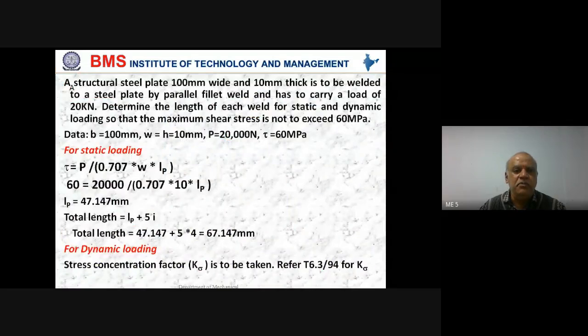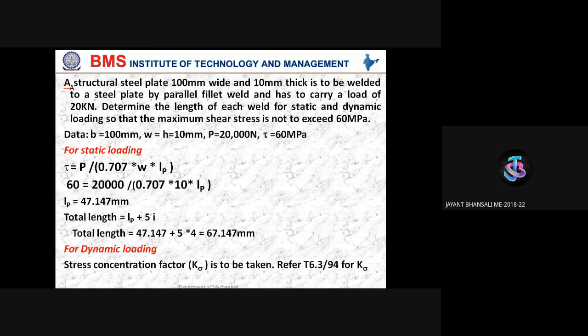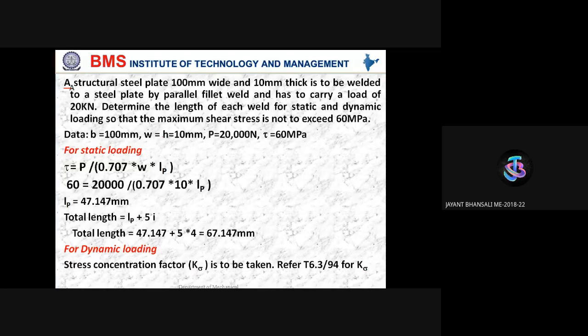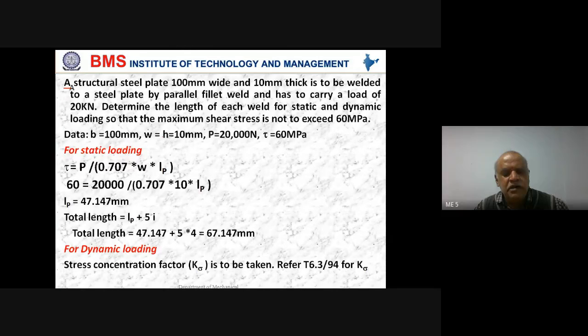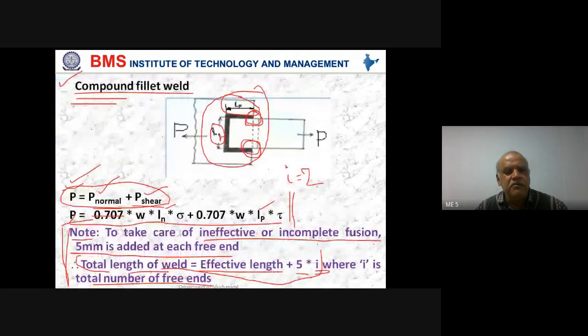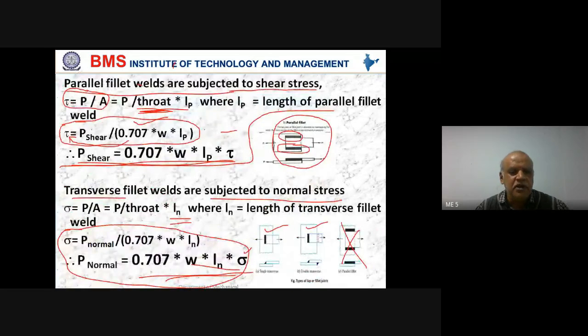Now we'll take up a problem. Sir, I have a doubt. In the transverse fillet formula that you gave, was it only for one-sided, single transverse, or double transverse also? Normally we find the total length of the fillet weld. It will be given whether it's single or double transverse. We find it for single transverse, and then the length of weld is multiplied by 2.